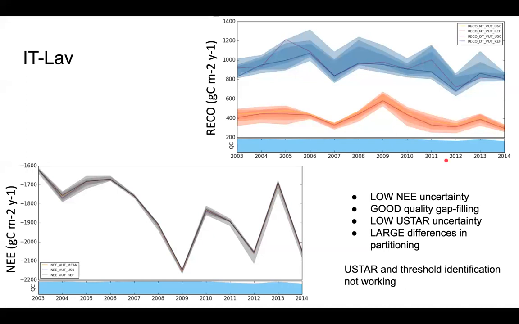But for this site, we had low U-star uncertainty. That means that the range of values for the U-star threshold that we estimated is not that wide. So we cannot be sure that this method is really working. The U-star threshold estimate is really doing its job. And we see further evidence of that in the partitioning results here.